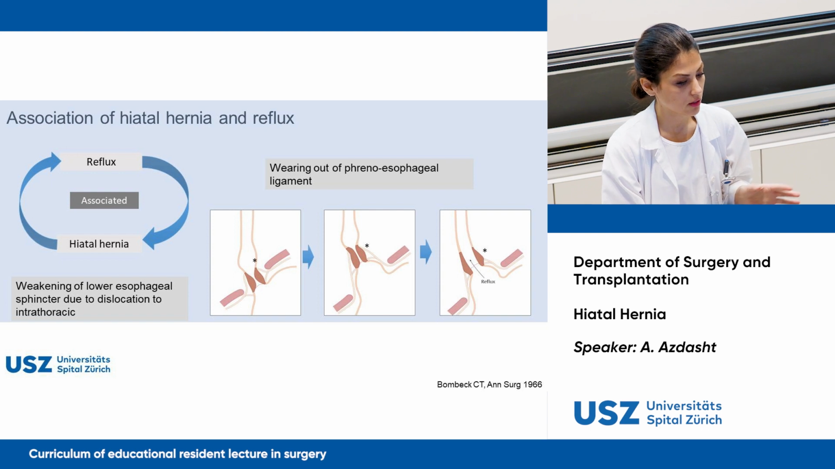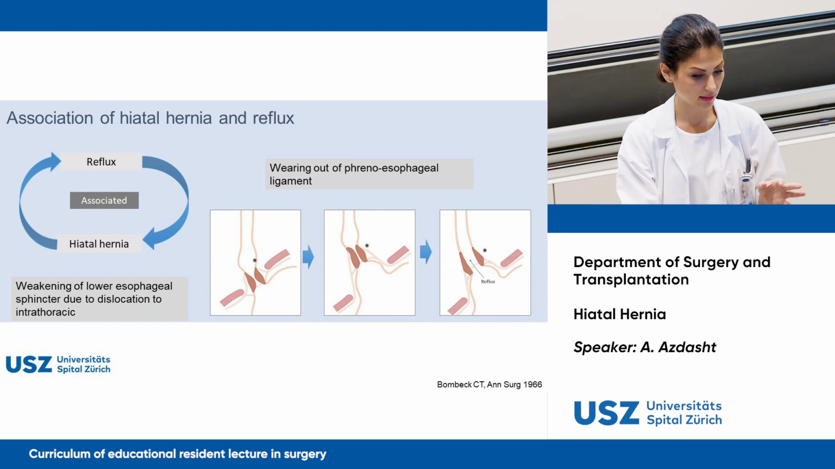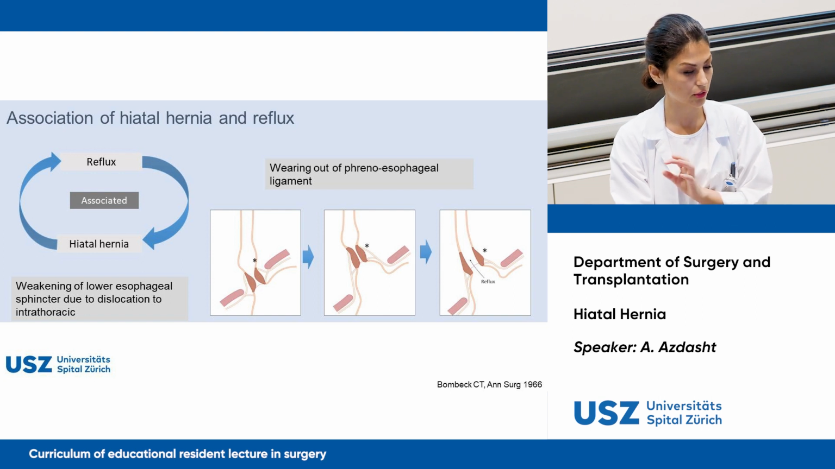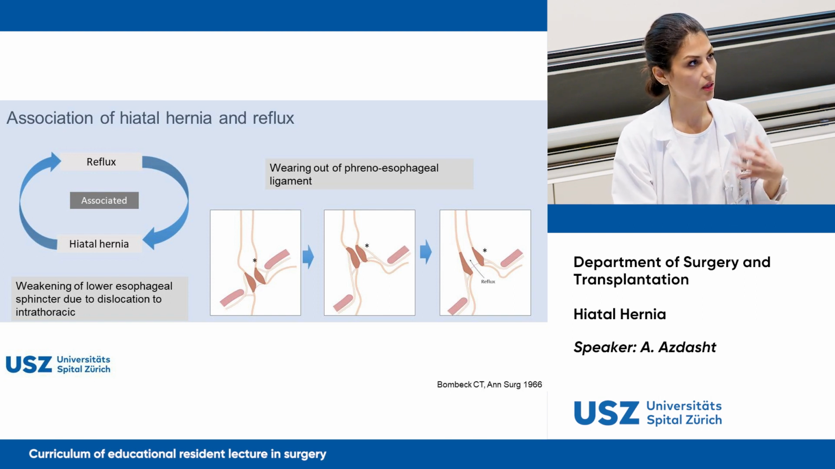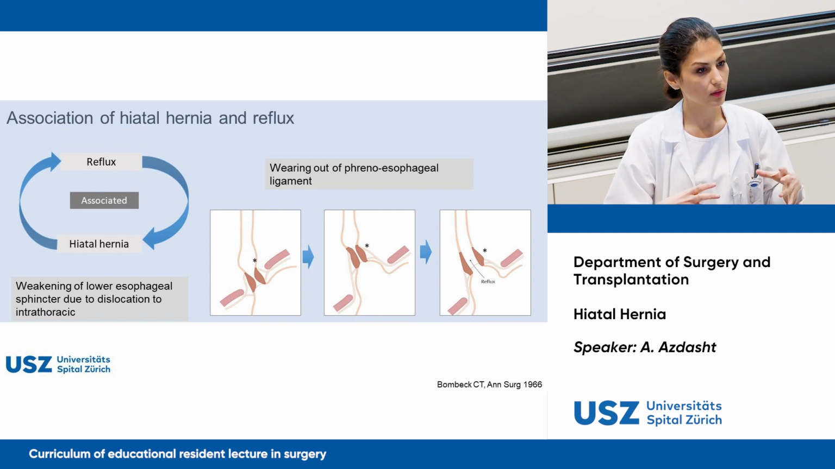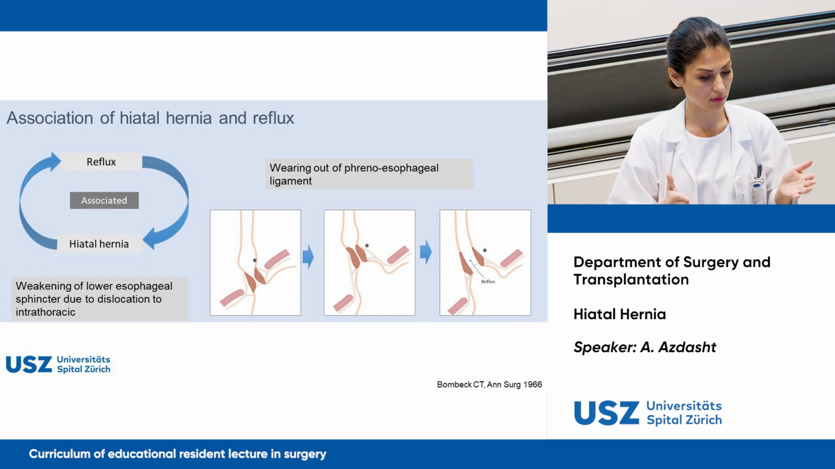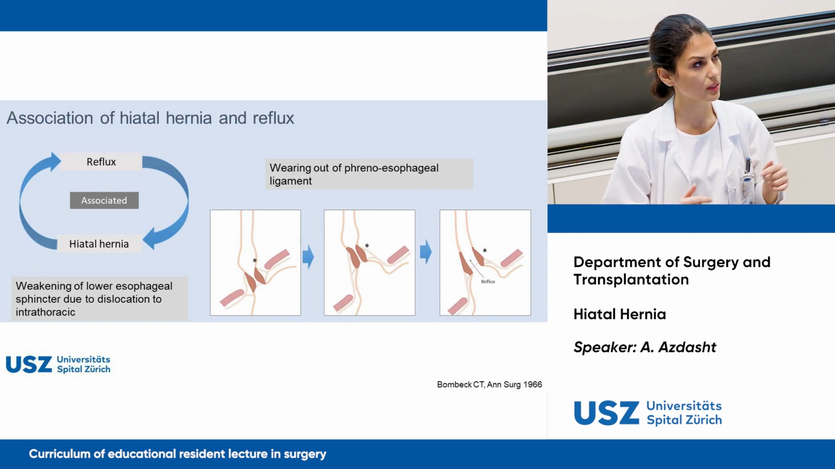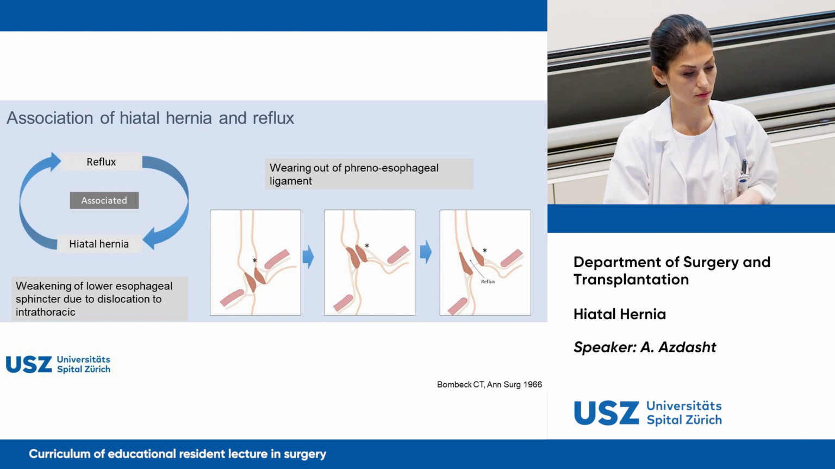Reflux and hiatal hernias are associated with each other. This is due to the fact that we have a wearing out of the phrenico-esophageal ligament due to, for example, frequent swallowing in patients who have reflux. And then when the ligament is weakened, the stability of the cardia is not given anymore, and that's why it can cause a protrusion of the cardia into the thoracic cavity. And when we have this protrusion of the cardia, this leads to a weakening of the lower esophageal sphincter, again due to the dislocation, that again can cause reflux. So these two, reflux and hiatal hernia, are associated with each other.